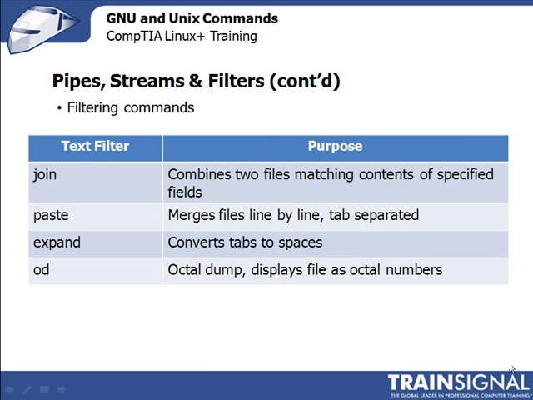Join combines two files by matching the contents of specified fields. Paste merges files line by line and its tabs separated. Expand will convert tabs to spaces. OD displays an octal dump, and that shows the files as octal numbers.